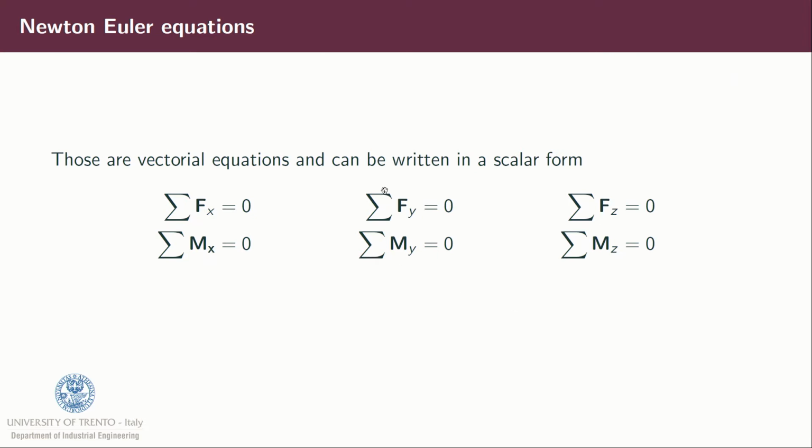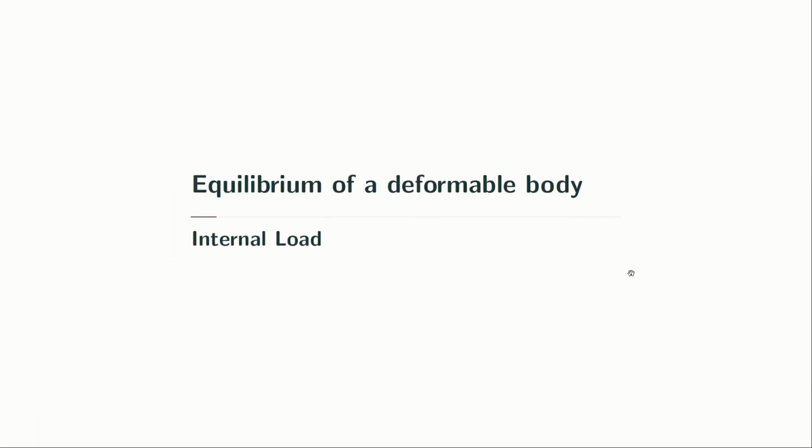Those are vectorial equations, so we can write them in terms of scalar equations. The sum of all the forces acting along x must be equal to 0, and the sum of all forces acting along y must be equal to 0. The same can be said for z, and also for the moments: the sum of all the moments acting along x must be equal to 0, the sum of all moments acting along y must be equal to 0, and the sum of all moments acting along z must be equal to 0.